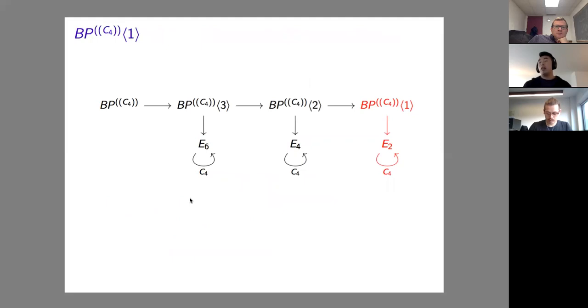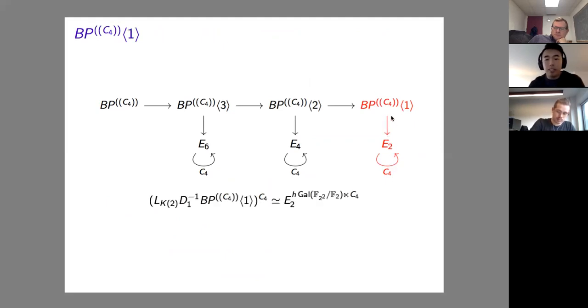Okay, so with the time I have left, we can finally get to some computations. The first computation I want to talk about is this tower, the first piece of this C4 equivariant tower. The first piece is BPC41, and there exists E2 with a C4 action, so this factors through BPC41. The more precise relationship is that if I take BPC41, invert the generator, and apply the K2 localization, then the C4 fixed point of that is E2HC4.